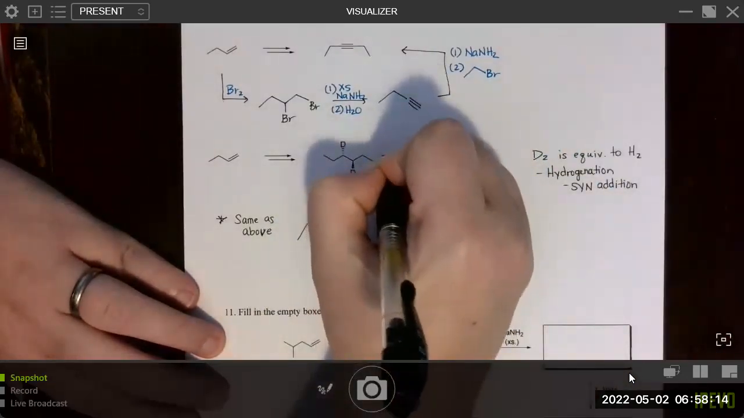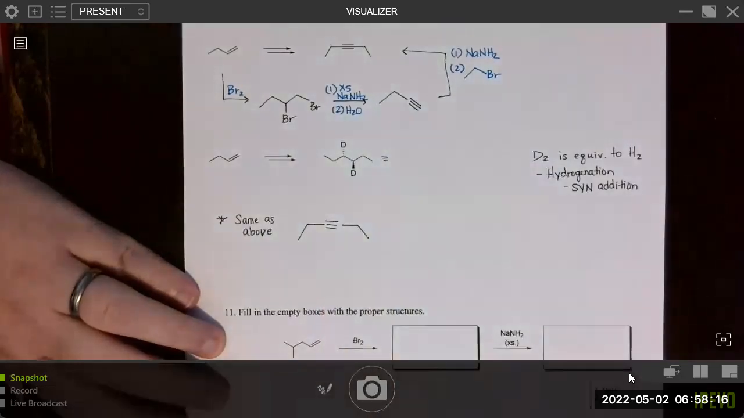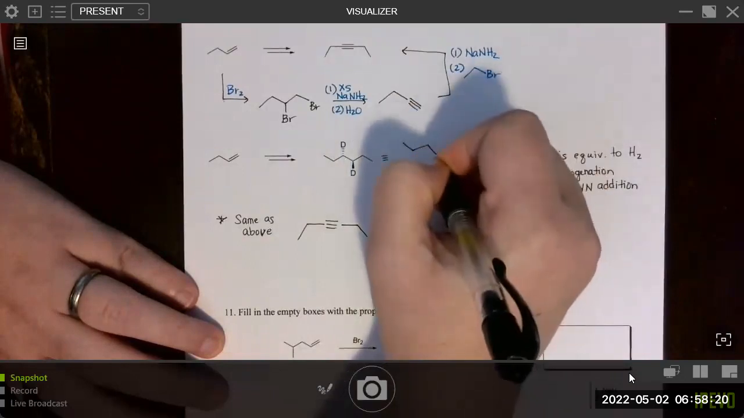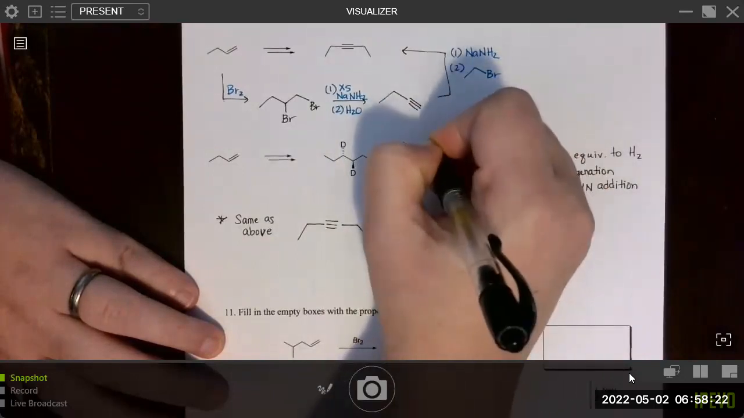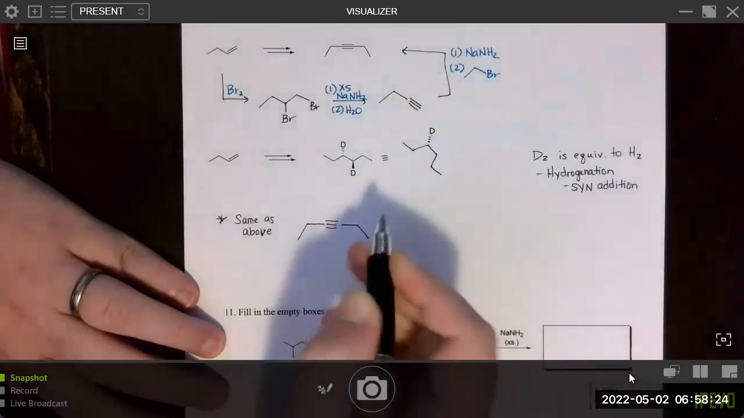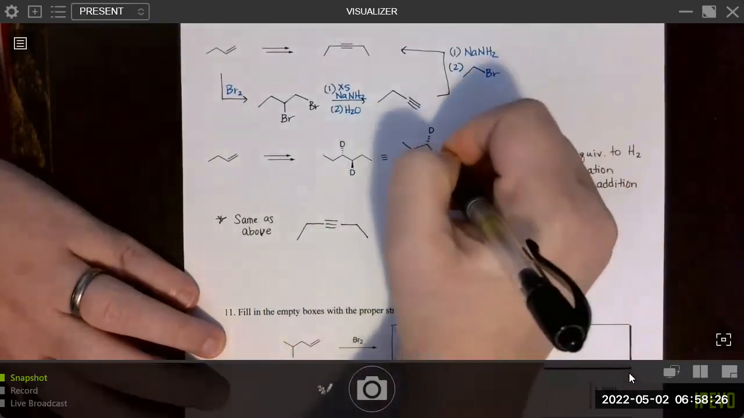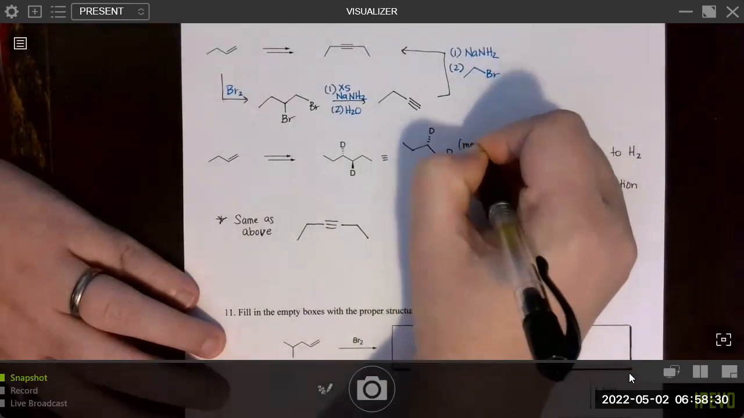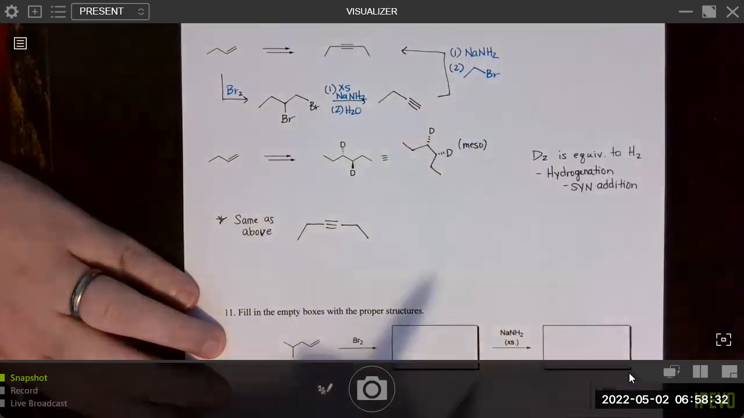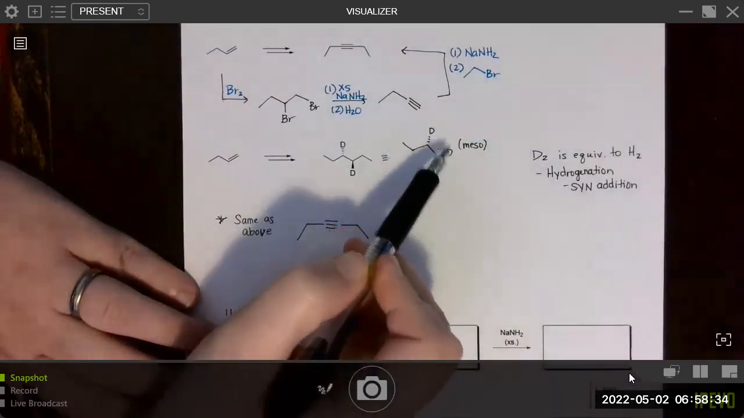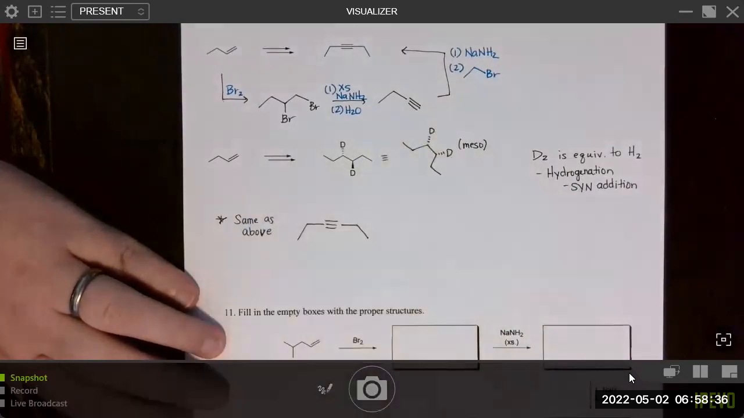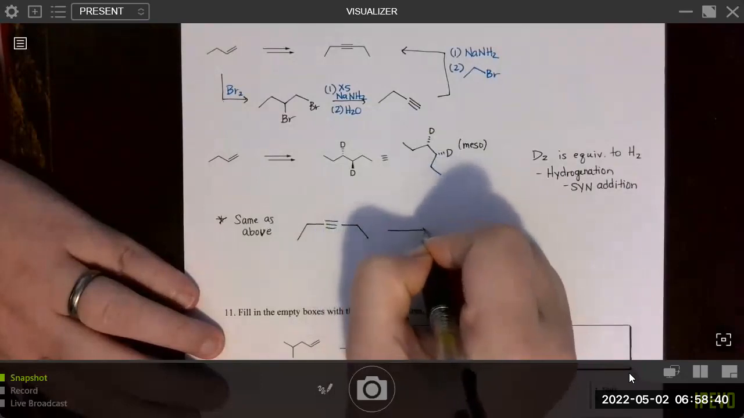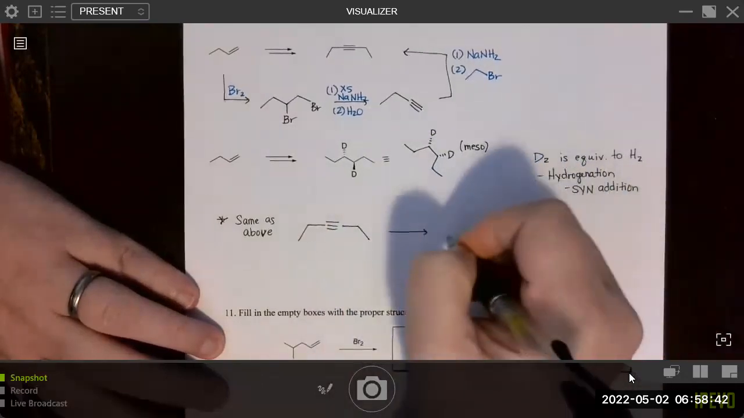One thing that we could recognize here is that this would be equivalent to drawing it a different way. If I just flip this part over, I'm going to get here. This is actually a meso compound. So what that shows me is that this would be syn addition if this was a cis alkene. Right? So I am going to target actually the formation of a cis alkene.